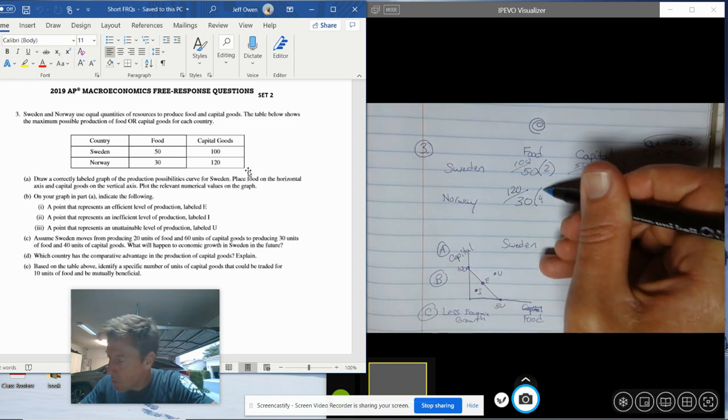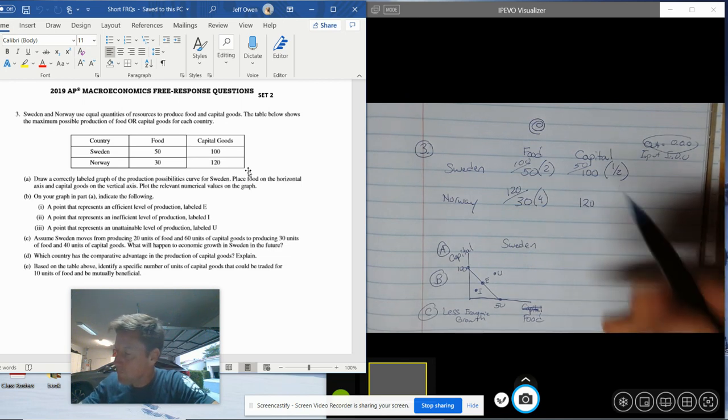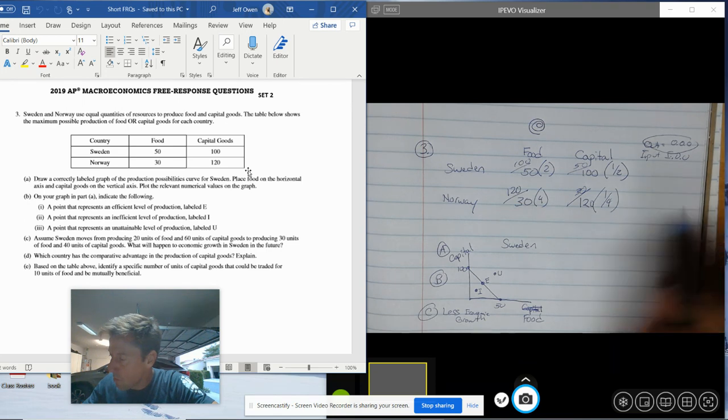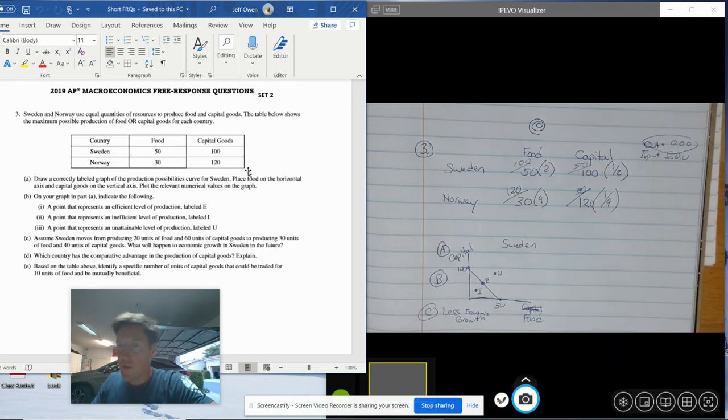So here, we've got 4 and 30, 1/4, reciprocal, so we know we're right. Now we have to locate which one has a lower opportunity cost.